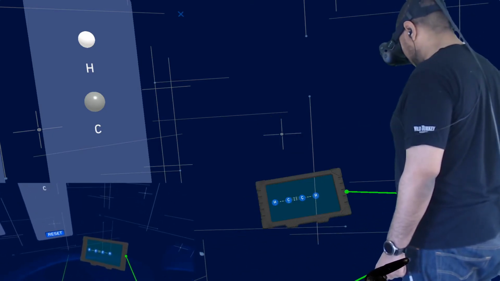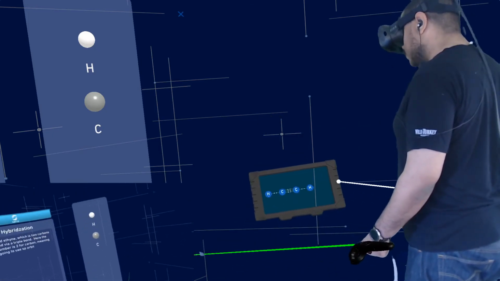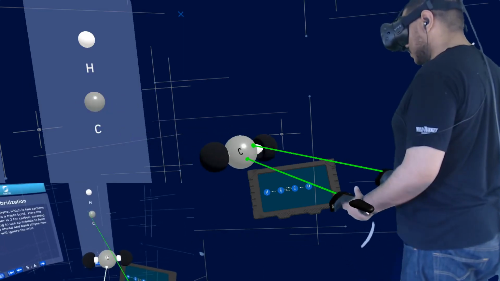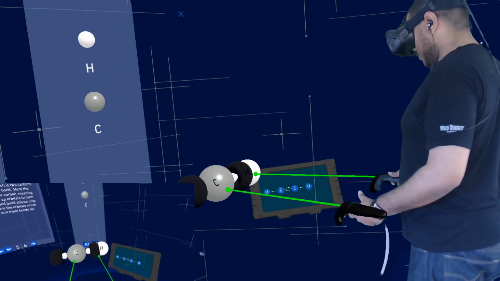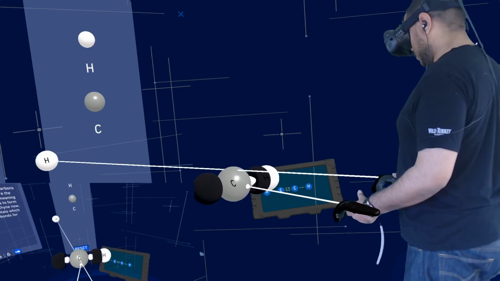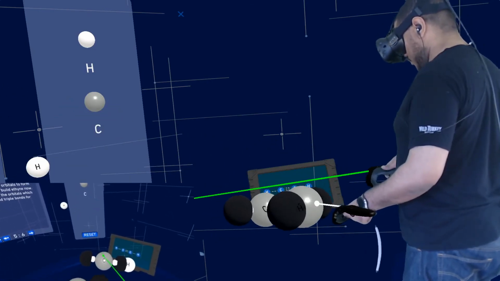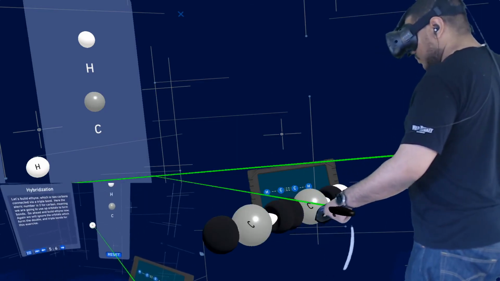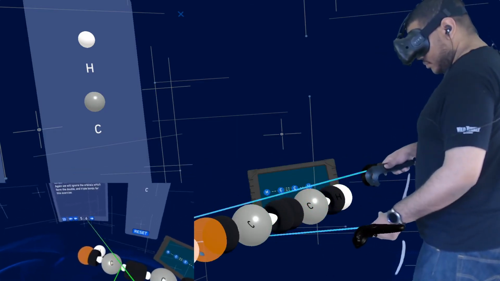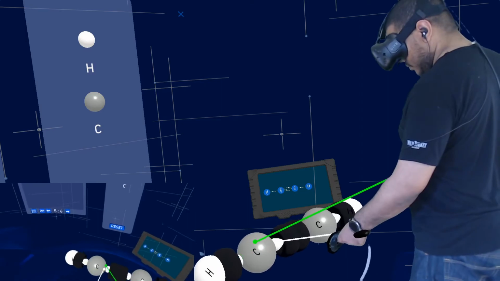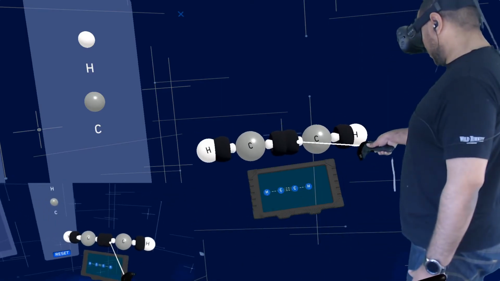Let's build ethyne, which is 2 carbons connected via a triple bond. Here, the steric number is 2 for carbon, meaning we're going to use sp orbitals to form bonds. Go ahead and build ethyne now. Again, we will ignore the orbitals which form the double and triple bonds for this exercise.